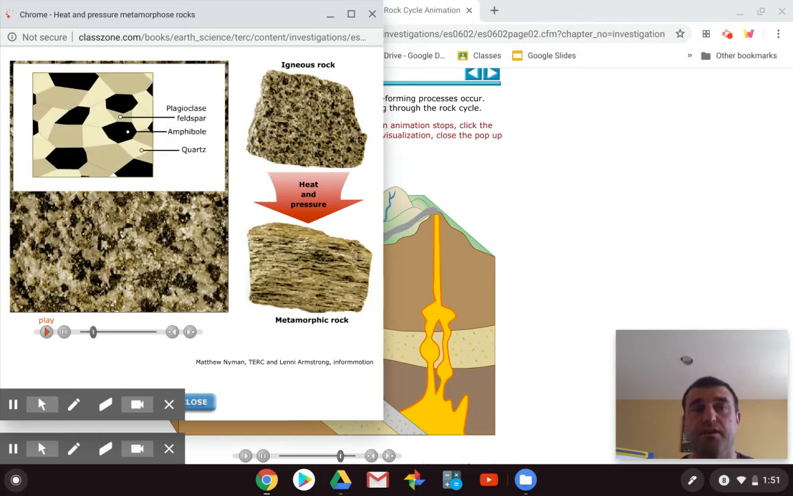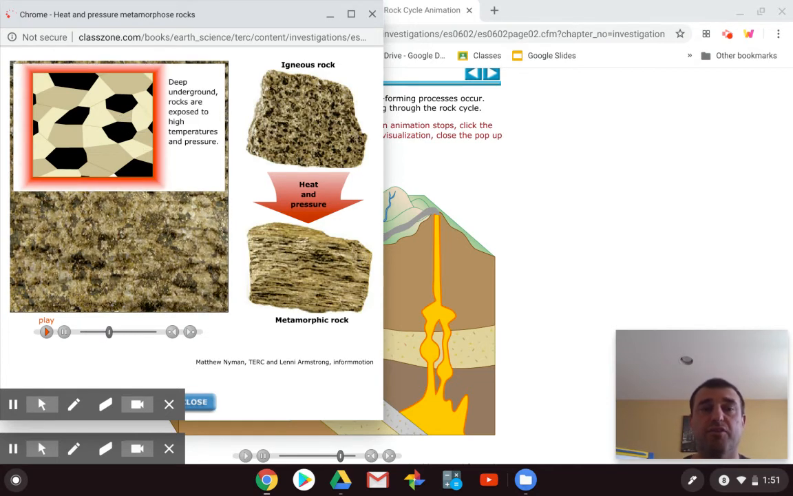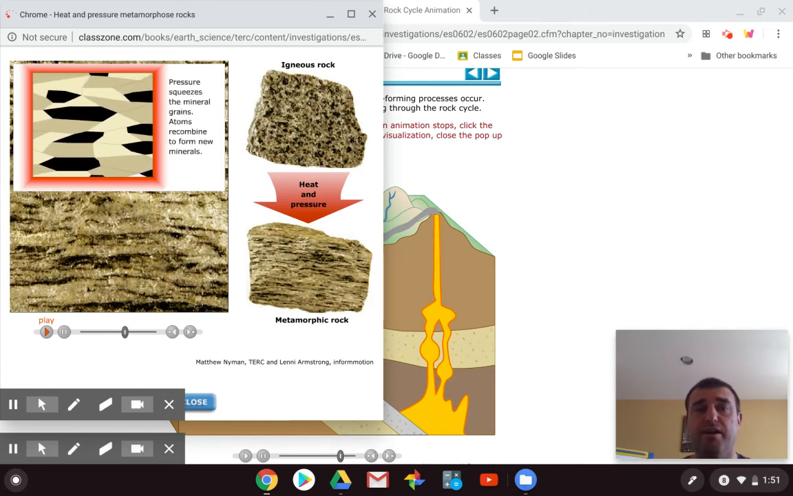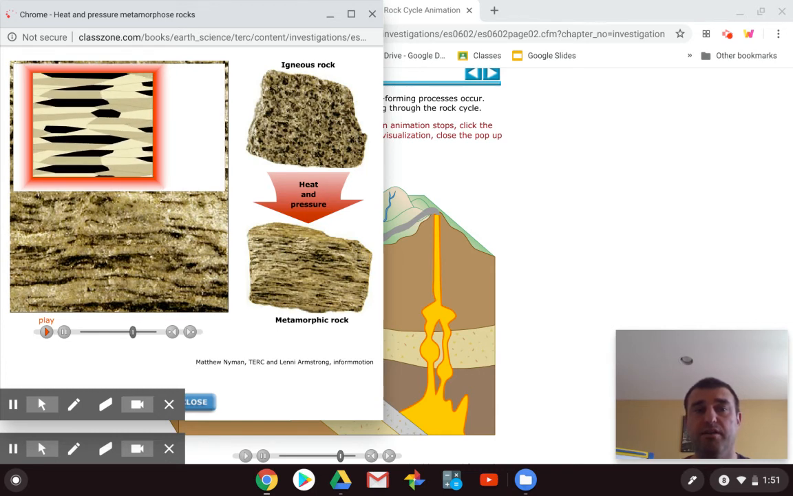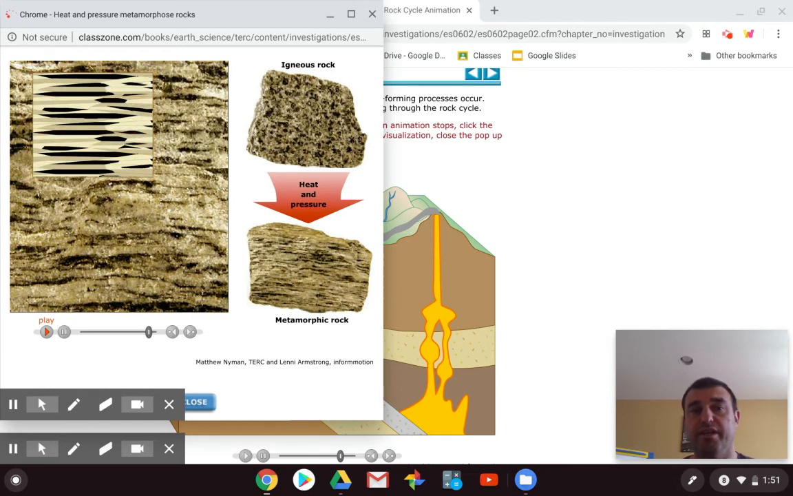Okay? This is what happens. Those crystals, due to the pressure, get squeezed or flattened. And you can see how that top rock can turn into the bottom rock. All right? And the minerals align. This is called foliation.